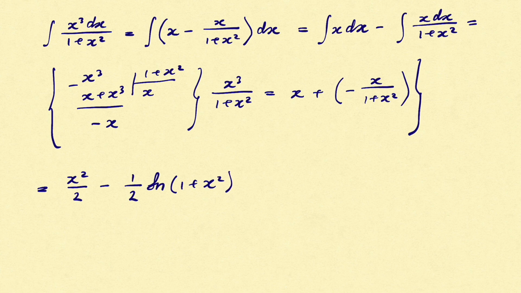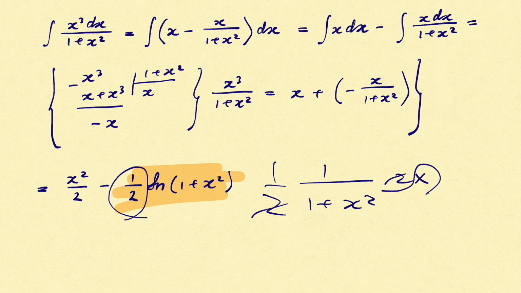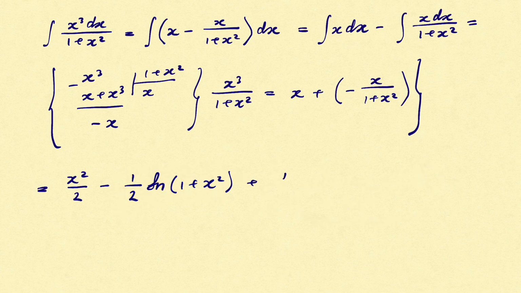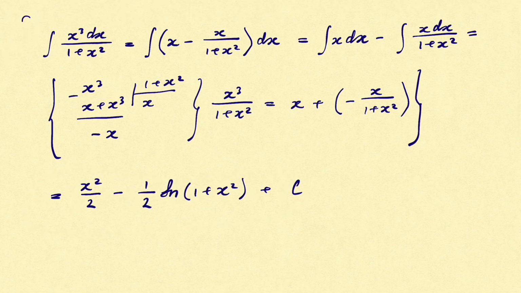Let's just quickly check it. If we differentiate this with respect to x, we get 1 over 1 plus x squared multiplied by derivative of 1 plus x squared, which is 2x. And since we have 1 over 2 here, 2 cancels, so it's x over 1 plus x squared. Everything is right. And let's not forget our constant c. Okay, this will be our remark.